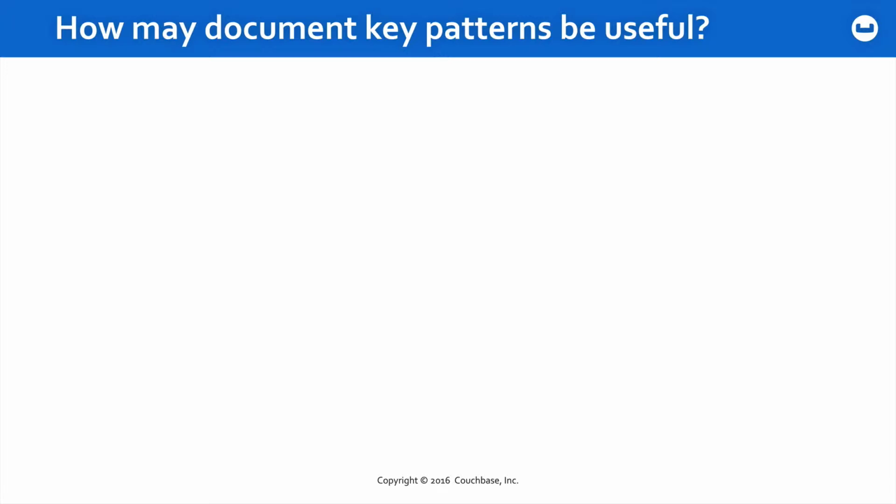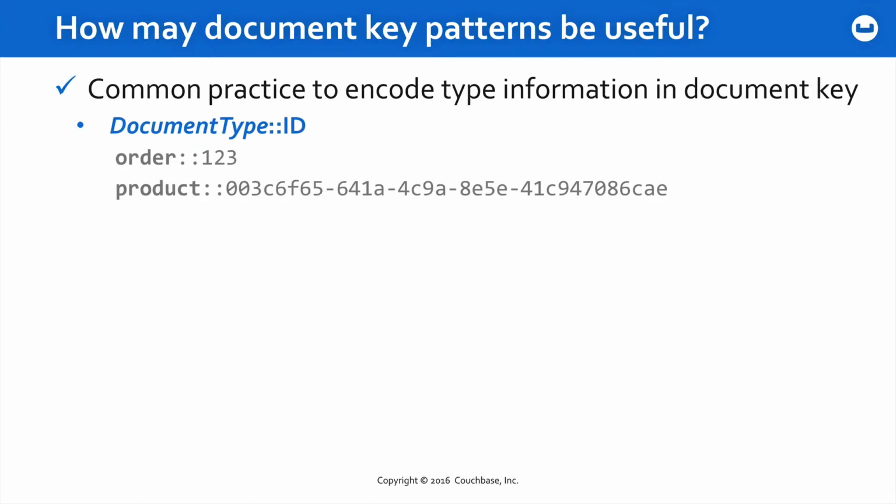So how can the idea of a document key pattern be useful? Well, it's become common practice to encode document type information within the document key with this type of database. So you could have document keys where it's, for example, order : some order number, or product : and a GUID, something of that sort, so that you can distinguish the document type while also keeping it unique.